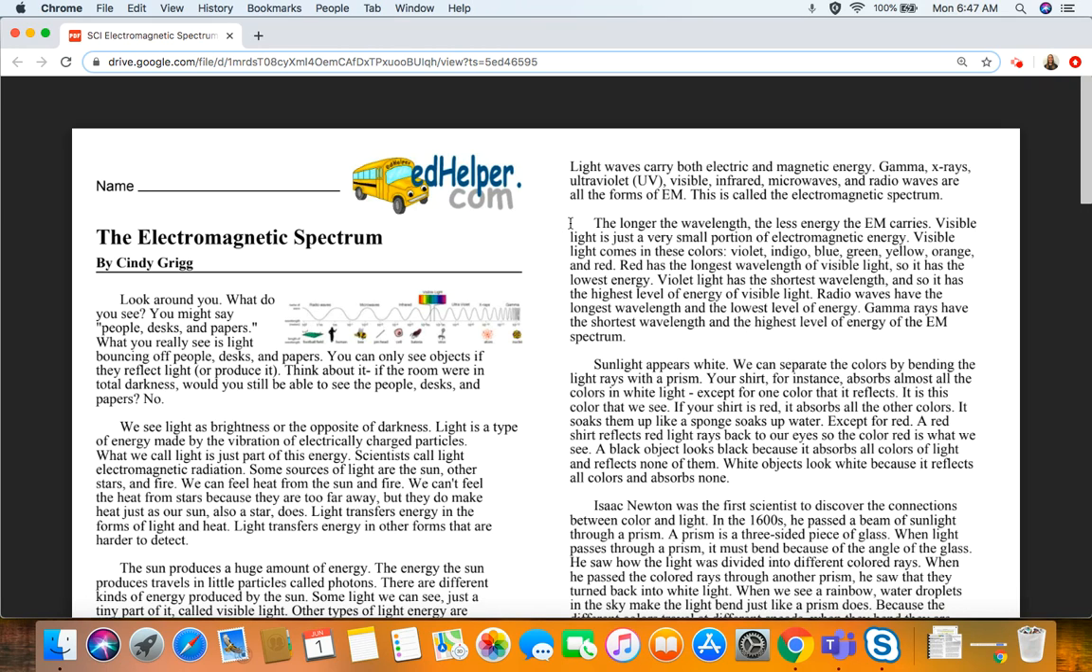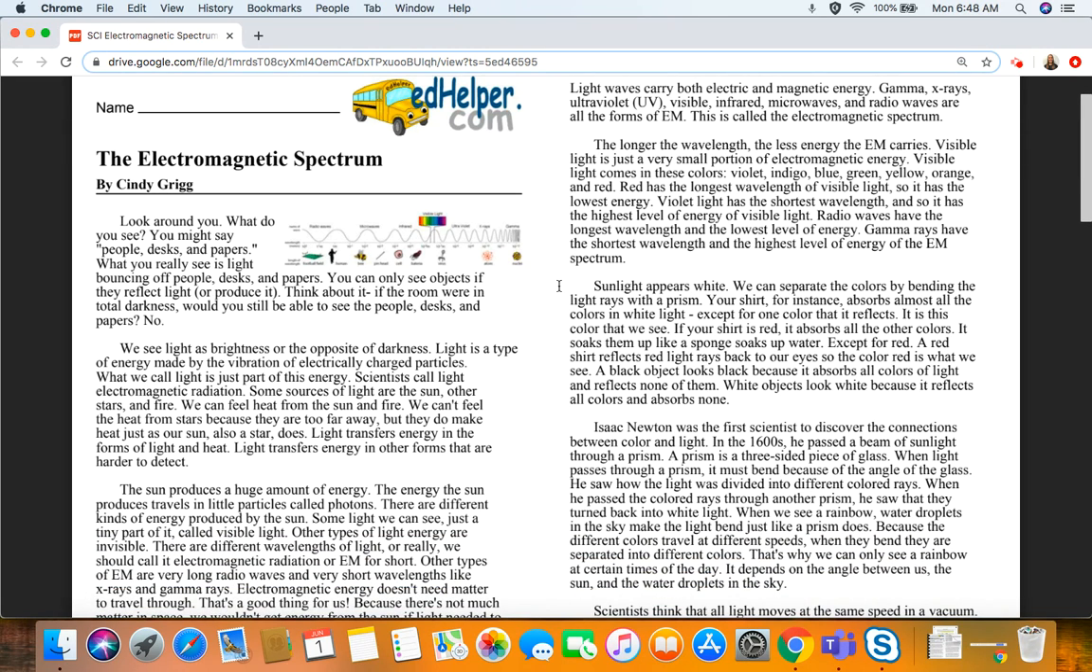The longer the wavelength, the less energy the EM carries. Visible light is just a very small portion of electromagnetic energy. Visible light comes in these colors: violet, indigo, blue, green, yellow, orange, and red. Red has the longest wavelength of visible light, so it has the lowest energy. Violet light has the shortest wavelength, so it has the highest level of energy of visible light. Radio waves have the longest wavelength and the lowest level of energy. Gamma rays have the shortest wavelengths and the highest level of energy of the EM spectrum.